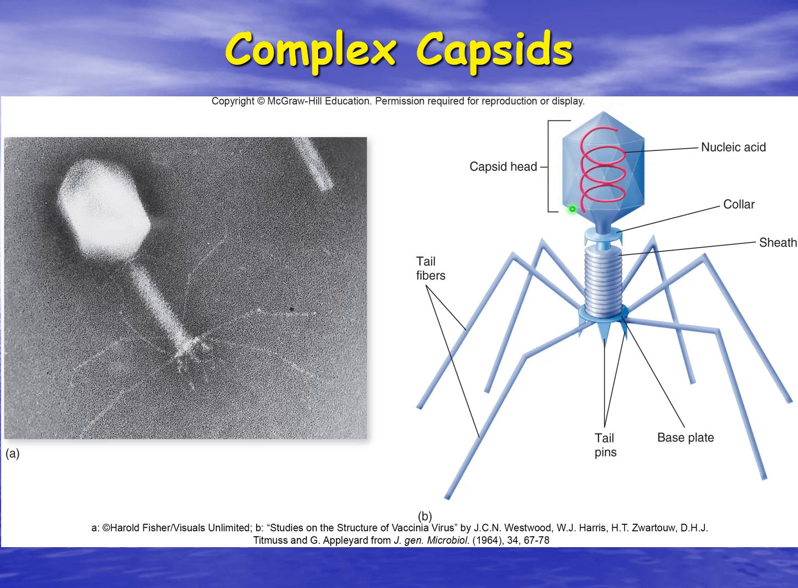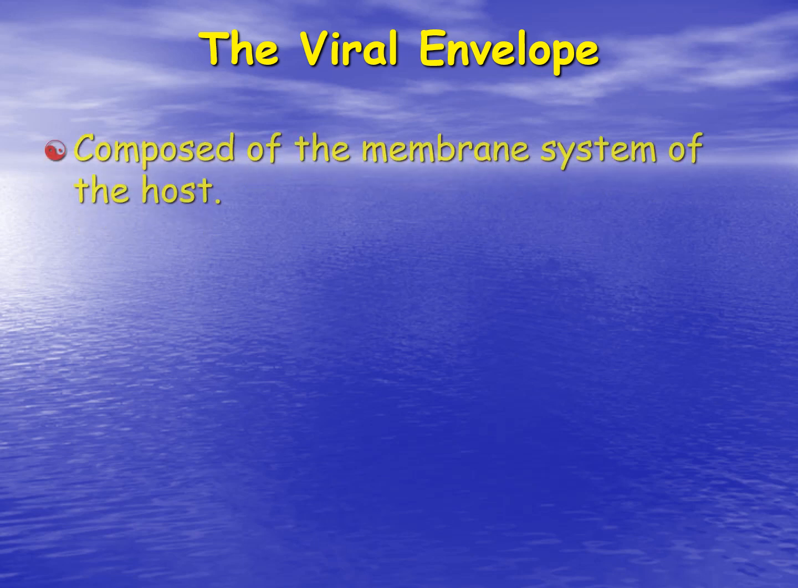And this actually shows one of these really bizarre shaped bacteriophages. This is the bacteriophage right here. So showing the capsid with the nucleic acid. They then have a collar and a sheath. They have tail pins and a base plate, and then they typically will have 6 of these tail fibers. So they kind of look like a weird shaped mutant spider.